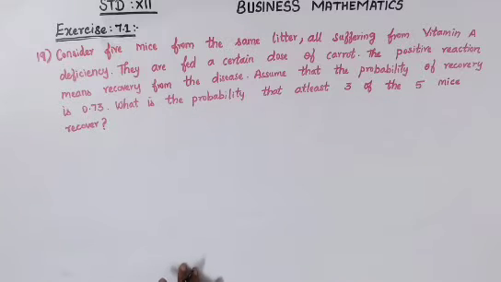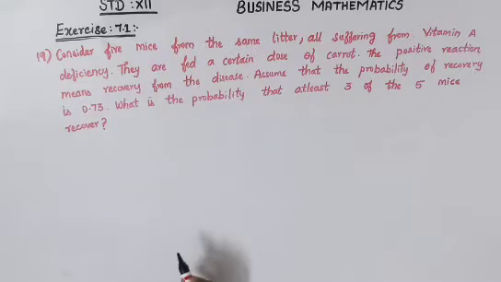19th question. Consider 5 mice from the same litter, all suffering from vitamin A deficiency. They are fed a certain dose of carrot. The positive reaction means recovery from the disease. Assume that the probability of recovery is 0.73. What is the probability that at least 3 of the 5 mice recover?